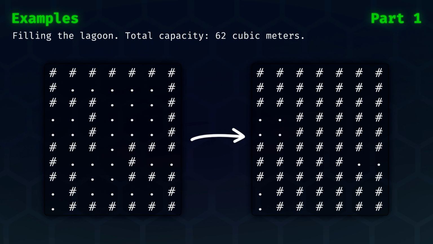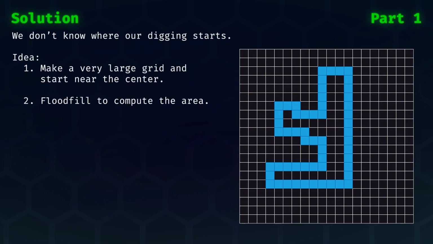Now, how to solve this efficiently? Let's take a look at a possible solution for part 1. Perhaps the most tricky aspect is that it is not clear where our digging starts, so we cannot immediately start drawing the walls on a grid. However, we can make a very large grid that will fit our lavaduct for sure, and then we just start digging from somewhere around the center.